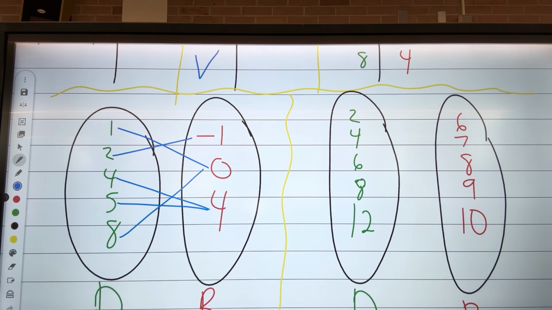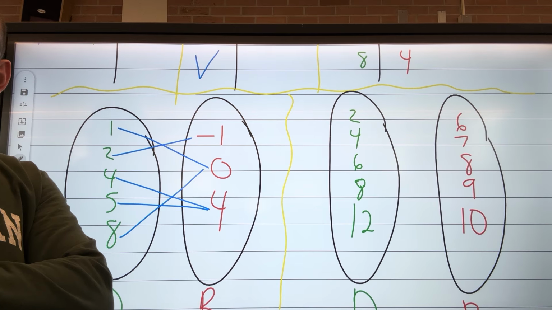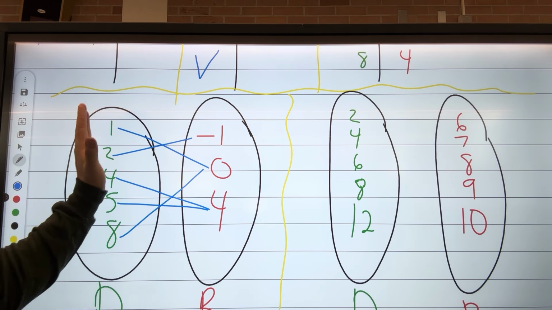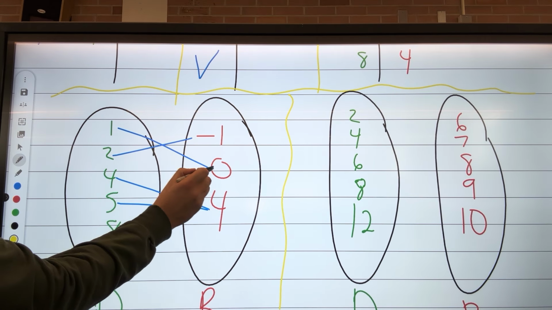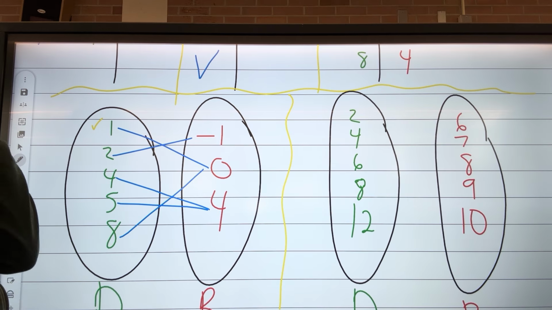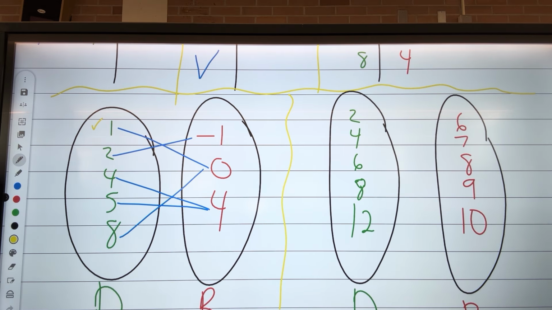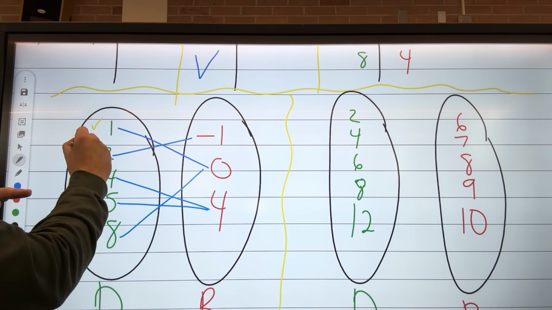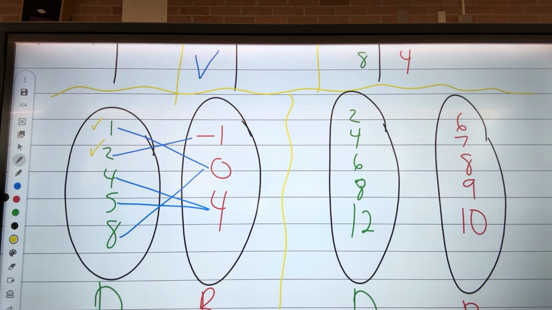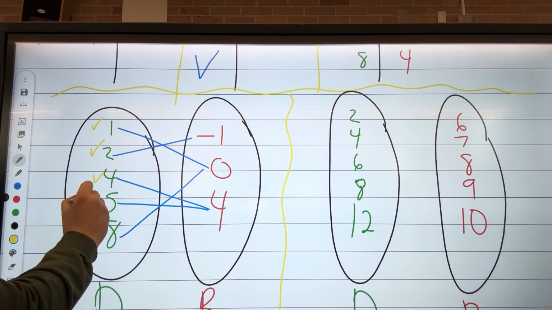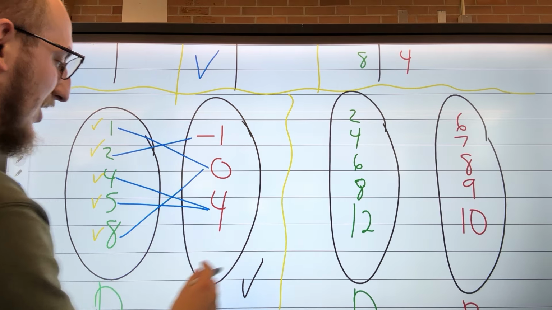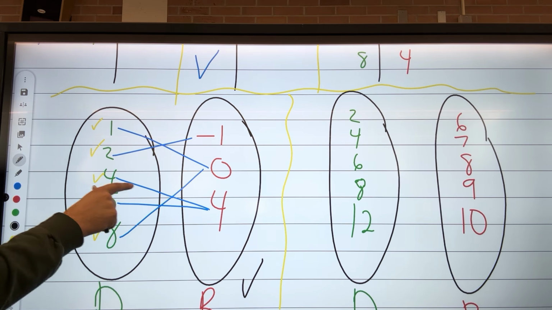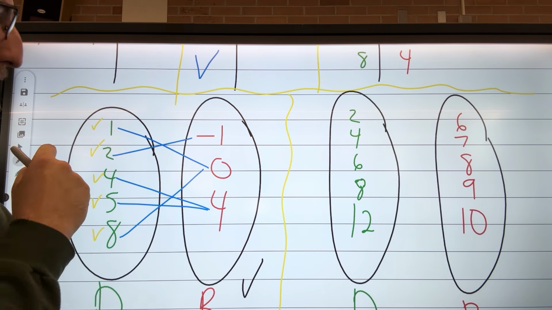Is this a function? Is there only one road from the input to the output bubble? Well, if I look at this, 1 only has one road coming from it. So 1 is a functional input. What about 2? 2 only has one line. 4 only has 1. 5 only has 1. 8 only has 1. Check, this is a function because each input only takes you to one output.